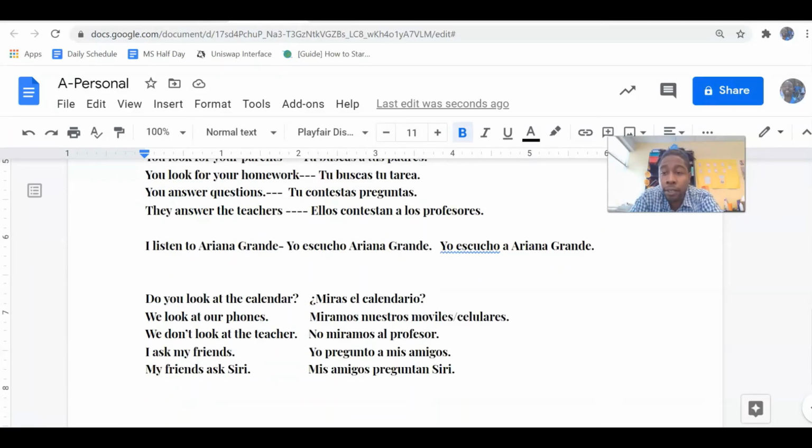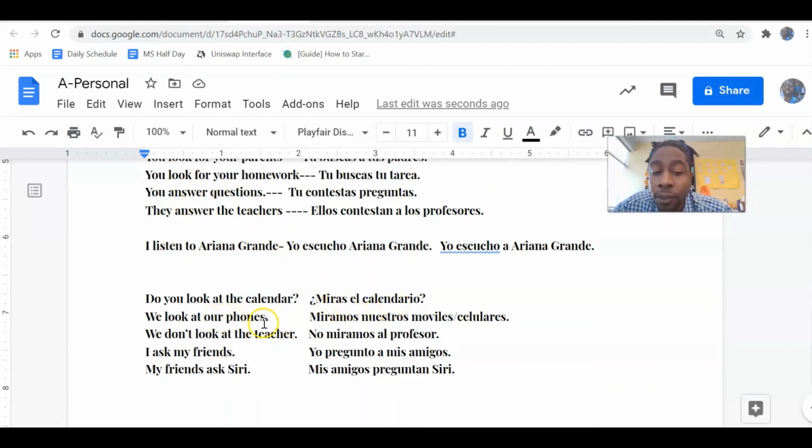All right, so here are some solutions to what we had practiced. Do you look at the calendar? We wanted to use the word mirar and conjugate it for tú. So it's "¿miras el calendario?" Do you look at the calendar? Notice that there's no "a" to connect mirar to calendar because calendar is not a person. So we want to do this one in English the same way we did "you answer questions." Nothing connecting answer to questions, nothing connecting look to calendar.